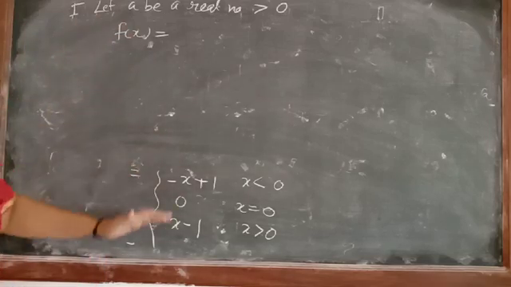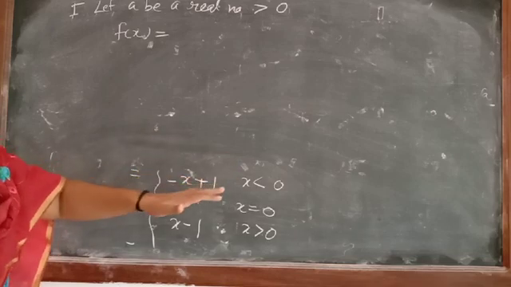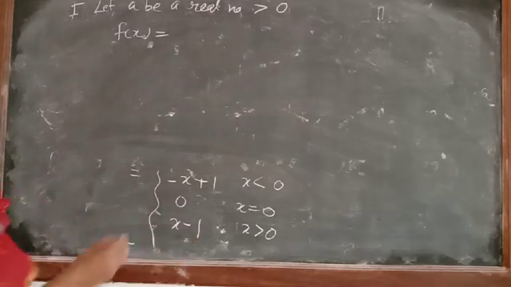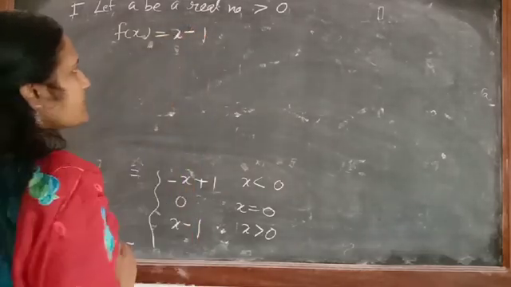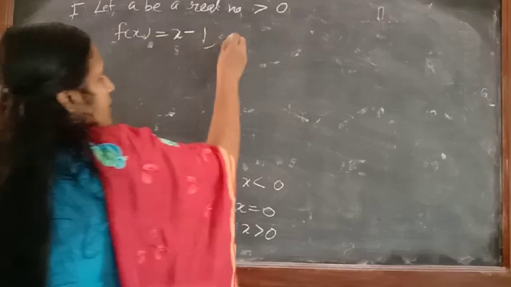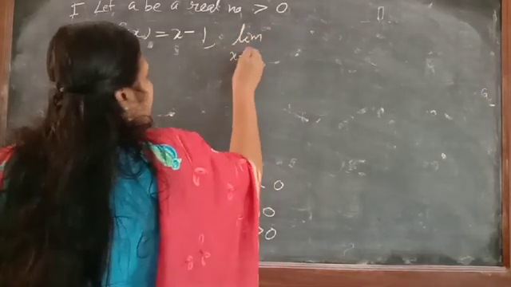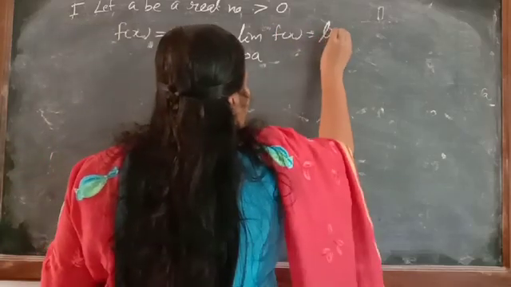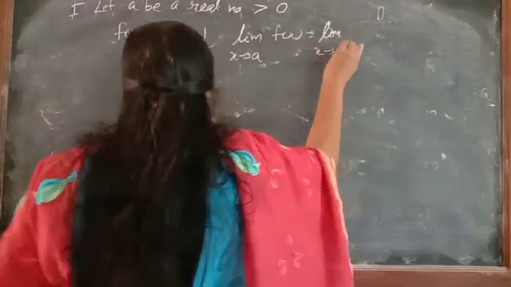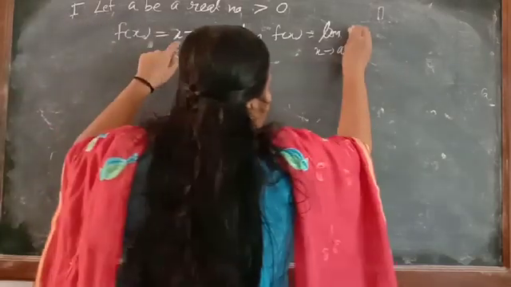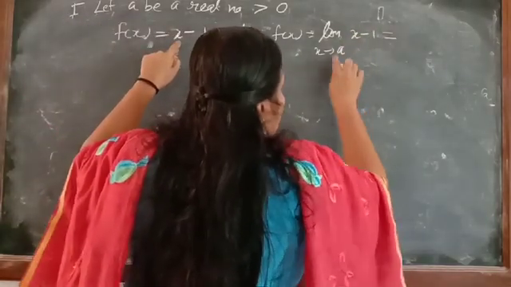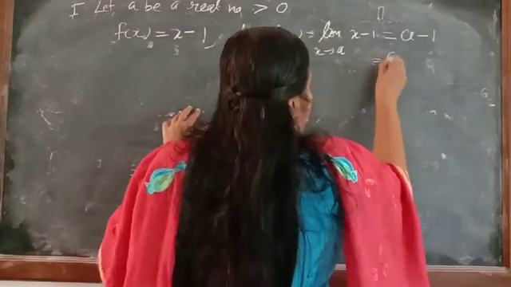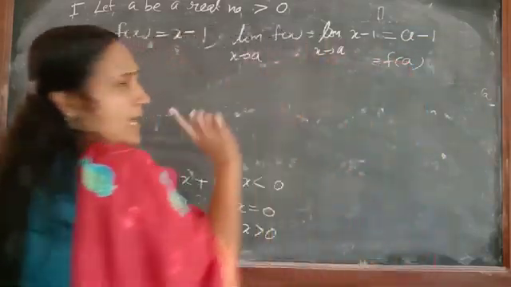So from all these, if the value of x is greater than 0, which function will we take? Our function will be equal to x minus 1. f of x is equal to x minus 1. Now just write down there, limit x tends to a, f of x is equal to limit x tends to a, and in place of f of x we have x minus 1. So just substitute a in place of x. So we will get a minus 1, which is equal to f of a.